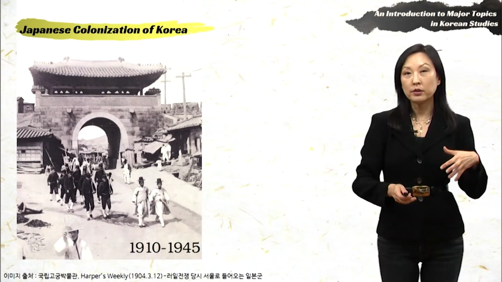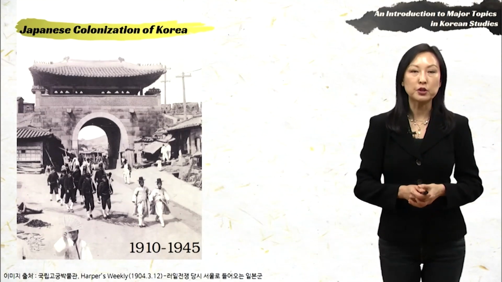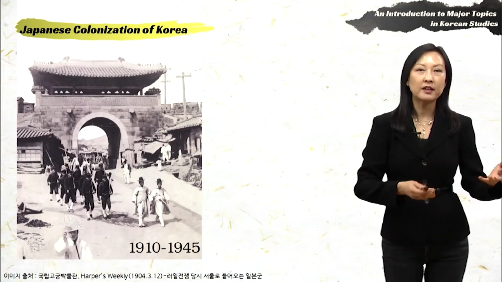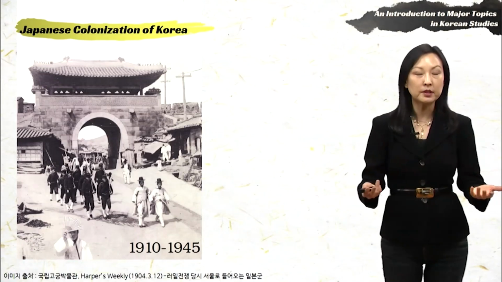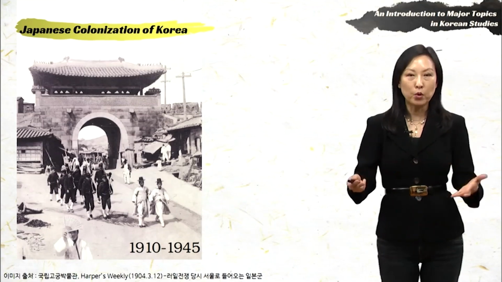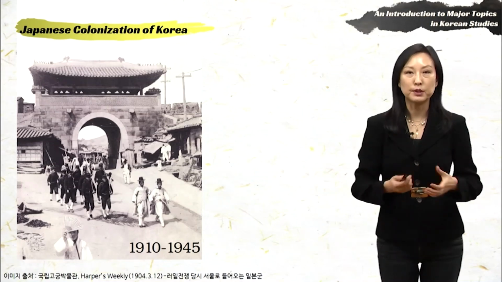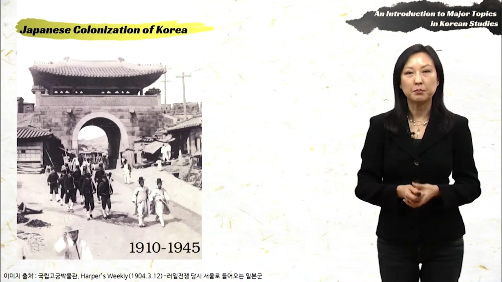Because while the rhetoric of the Japanese colonial administration might have been that the Japanese came to Korea to help Korea modernize and to improve the circumstances, the real point of the matter was that the Japanese were there to extract as much resources as possible for their own benefit and for the empire.